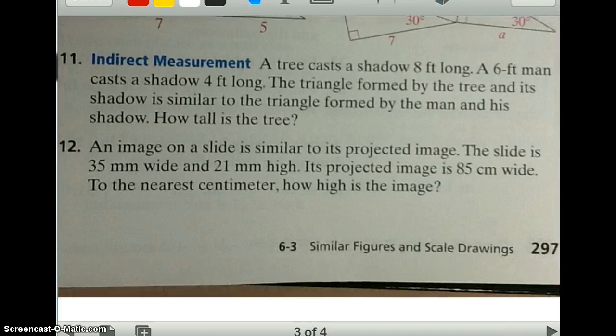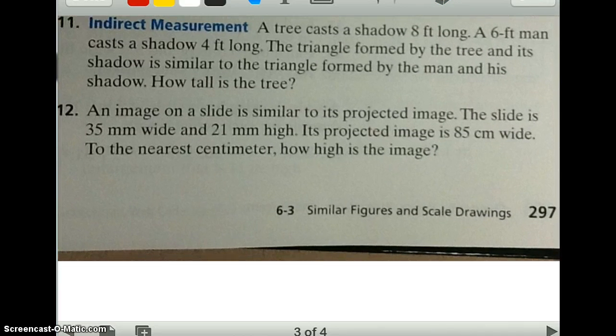So something I find really helpful is to read the question. It says this: a tree casts a shadow 8 feet long. A 6-foot man casts a shadow 4 feet long. The triangle formed by the tree and its shadow is similar to the triangle formed by the man and his shadow. So how tall is the tree?